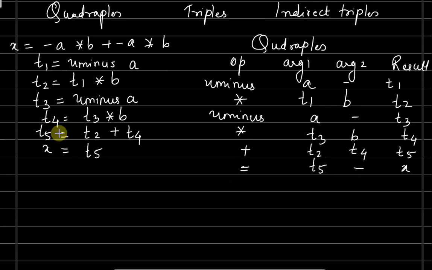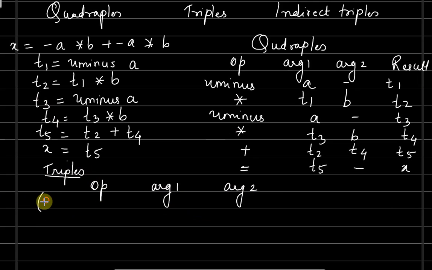The next representation is triples representation, wherein there are only 3 arguments. So we avoid the result and we store references to these computations. So we have operator, argument 1 and argument 2. References to temporaries are stored. Instead of storing the temporary, we store the references for temporaries which are created here.